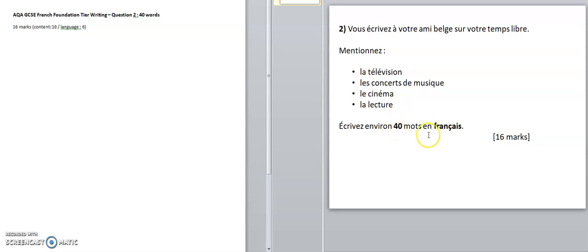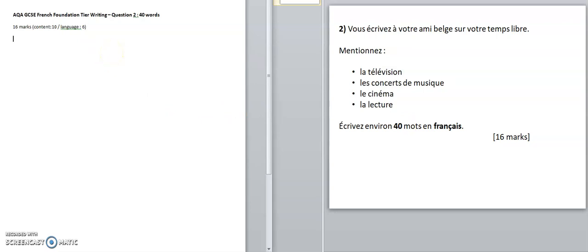So 40 words in French, that's 10 words per bullet point. It doesn't have to be that, and one bullet point can be longer than another one, and you can go over the 40 words. You don't have to spend your exam time counting words. That's just to give you an idea that you can get full marks by just writing 40 words. So let's get started.